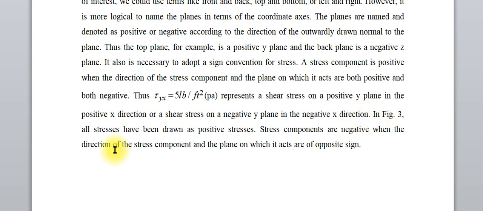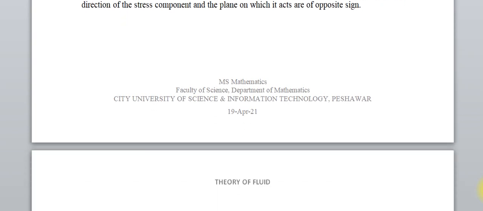In figure 3, all the stresses have been drawn as positive stresses. We have not considered the negative stresses, because then there would again be 9 more stresses. So we have already considered the positive stresses. Stress components are negative when the direction of the stress component and the plane on which it acts have opposite signs. For example, the plane is negative but it is acting in the positive x direction. So the plane is negative, the direction is positive. Or the plane is positive, the direction is negative. So the result will be negative stress. I hope you will understand this.